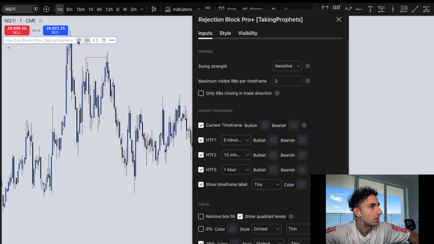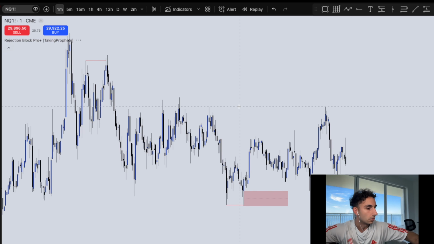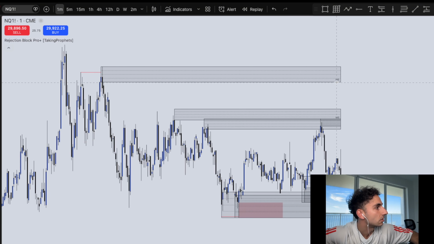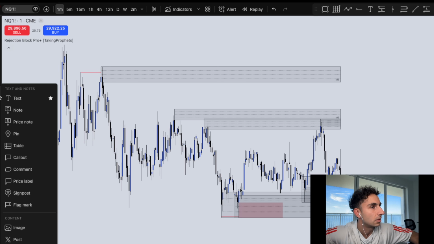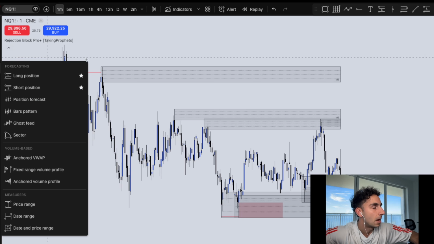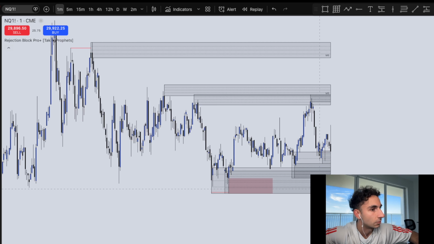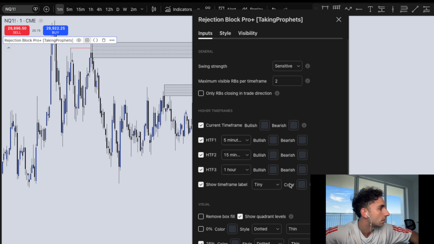So basically when I had the indicator on before, it's going to take a second to load. As you can see, I have a bunch of rejection blocks on, so this is a little messy, but you can see the label in the bottom right of the box, M5 rejection block, M15 rejection block. This just shows the time frame that it's coming from basically. So you can turn that on and off depending on your preference, but I suggest keeping them on.